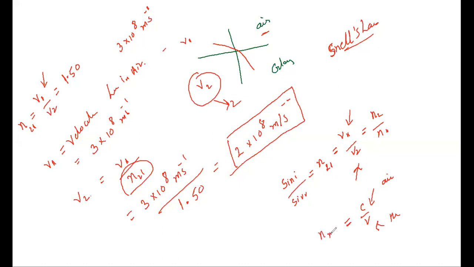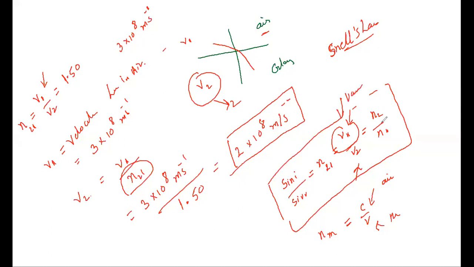So you can call it n equals c by v, or sin i by sin r is equal to a constant, which is equal to N21. N21 is the refractive index of medium 2 with respect to medium 1, which is equal to V1 by V2, the velocity of light in medium 1 by the velocity of light in medium 2, which is equal to n2 by n1. When one medium is vacuum, the absolute refractive index of medium 1 is one, and we can use this formula to calculate the speed of light in different mediums. Okay, girls?